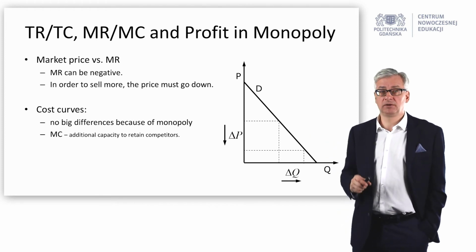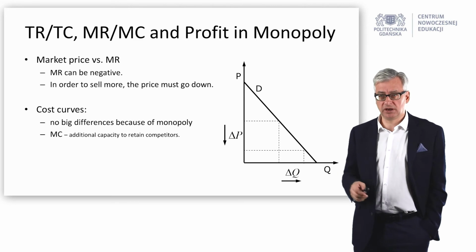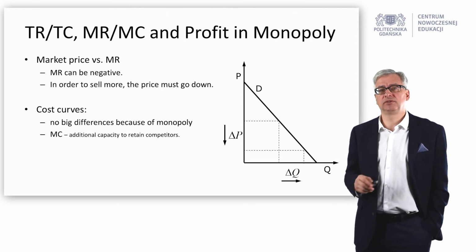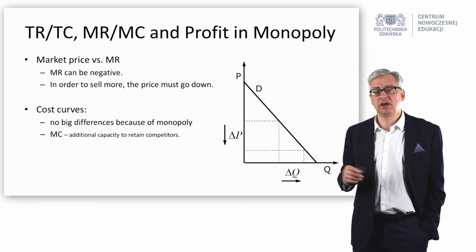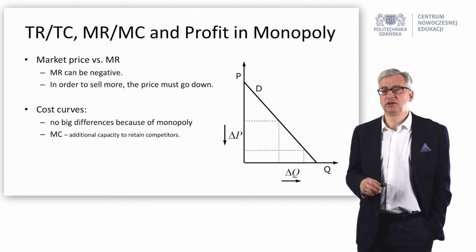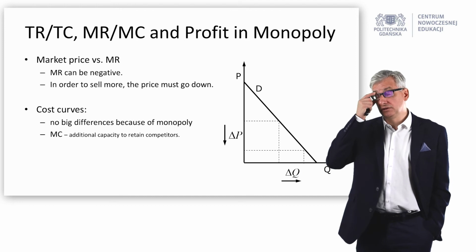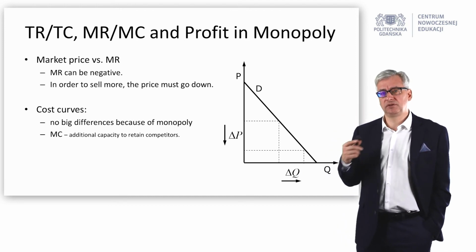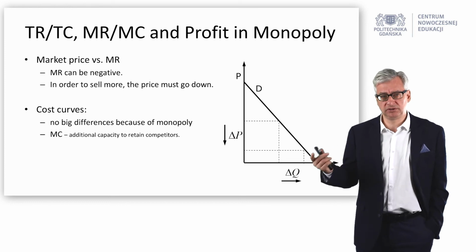This is usually the case when the monopoly wants to have so-called excess capacity. Excess capacity means that the monopolist building their, let's say, factory decides to build this factory bigger than it is needed.